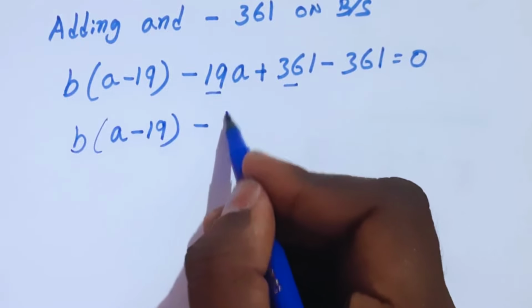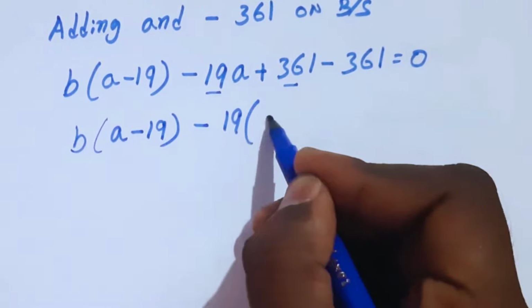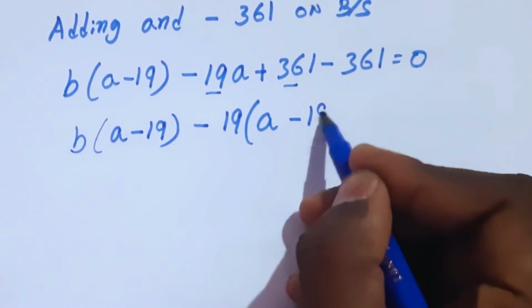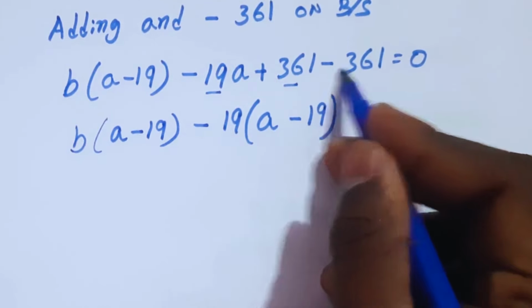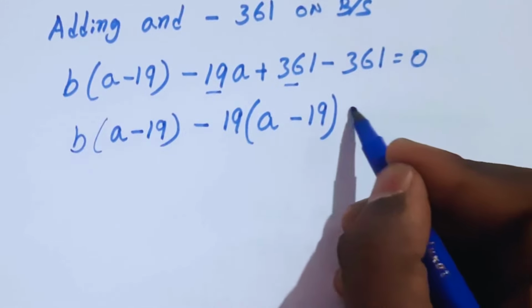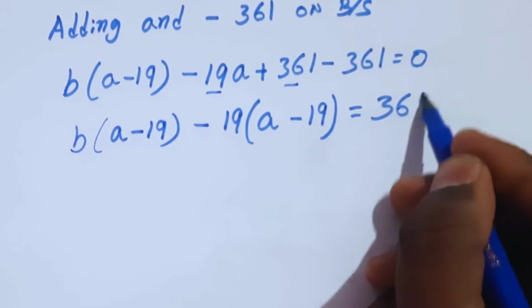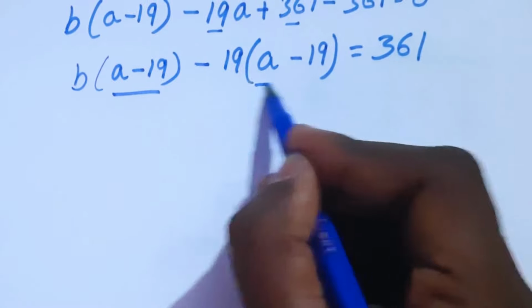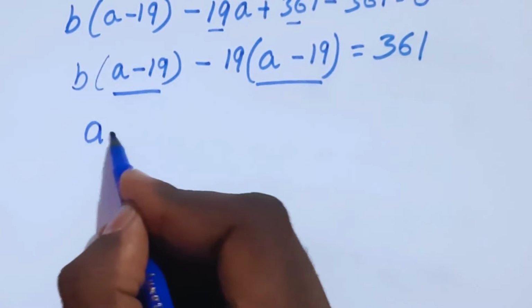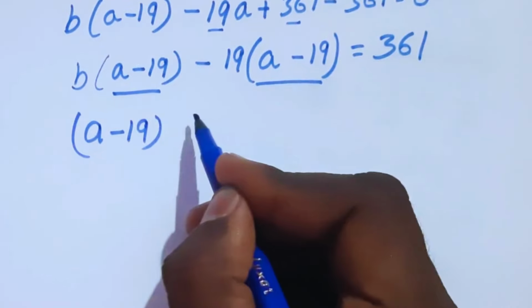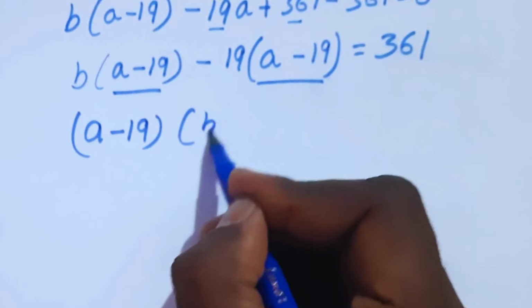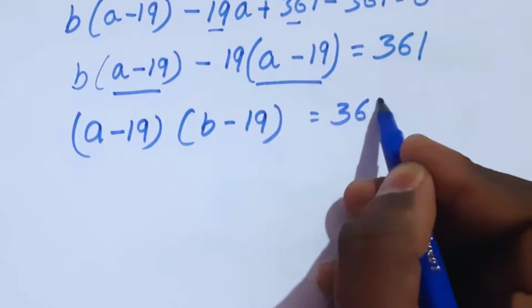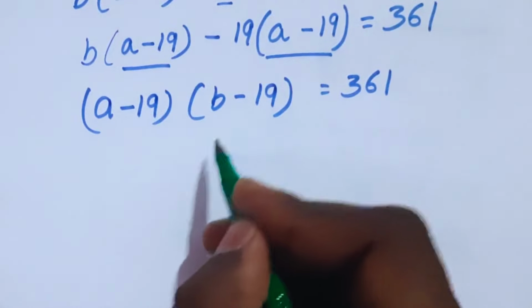So 19 open bracket A minus 19, since 19 times 19 is 361. So here we are moving this 361 to the right hand side, so equal to 361. Now this A minus 19 is common, so we are going to take that common out. So A minus 19 open bracket B minus 19 equal to 361.